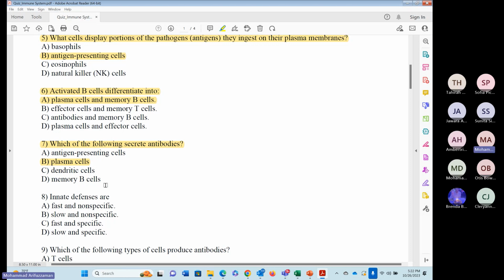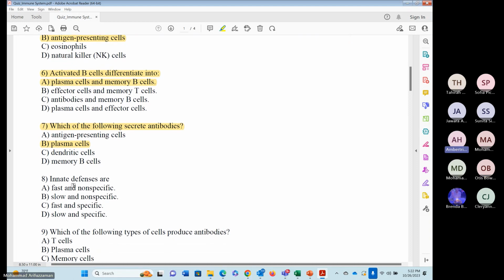Memory B cells. Isn't that immunity? Either future immunity, provide future immunity. So these cells provide future immunity. Memory B cells. Good.